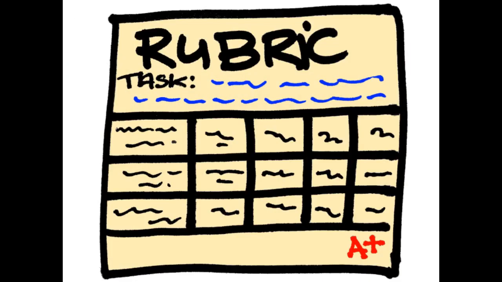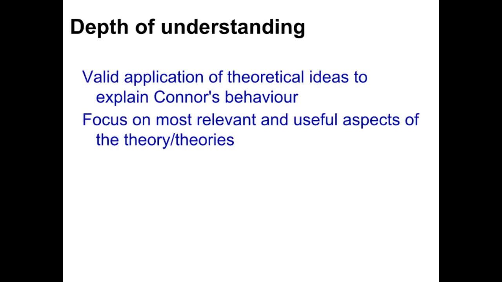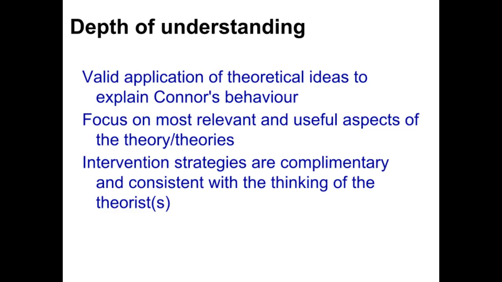When you review the rubric, you will notice that completeness and depth of understanding are again the 2 main criteria. For this assignment, completeness means that you have included all 3 parts. With respect to depth of understanding, I will be looking for whether you were able to accurately apply the theoretical ideas to explain Connor's behavior, if you focused on the most relevant and useful aspects of the theory in your explanation, and if your recommendations for Mr. Wilson are consistent with the thinking of the theorist identified in your summary explanation. If your summary explanation includes aspects of several theories, the chosen strategies must be complementary.